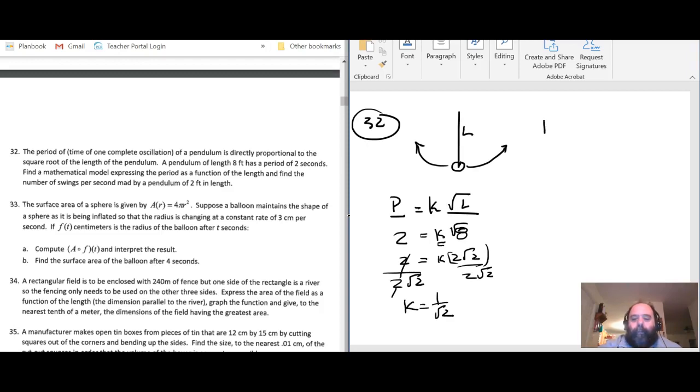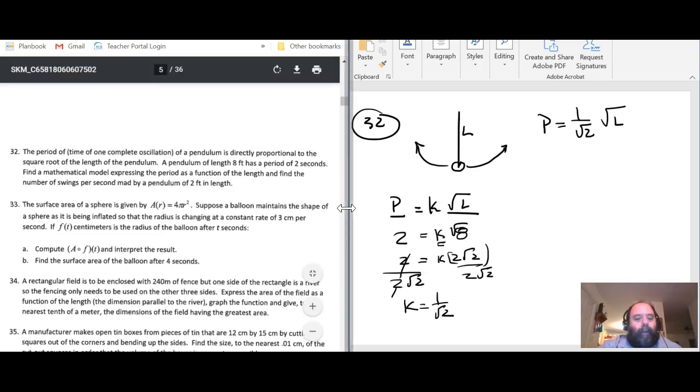So now we have a formula. The period is equal to 1 over root 2 times the square root of the length. Now, they get clever here. They say, okay, write a mathematical expression expressing the period as a function. So we did that, made by a pendulum 2 feet in length.